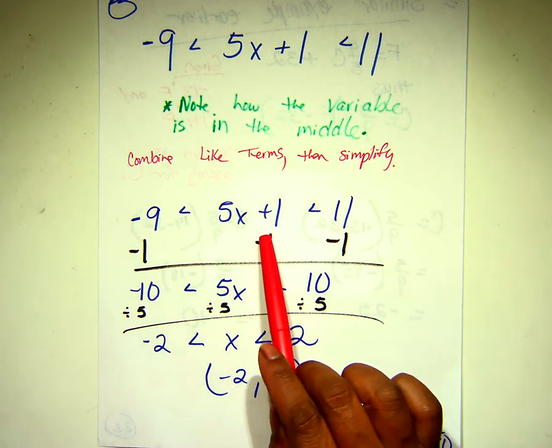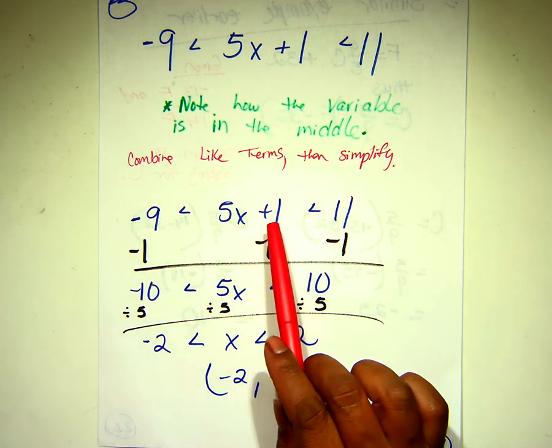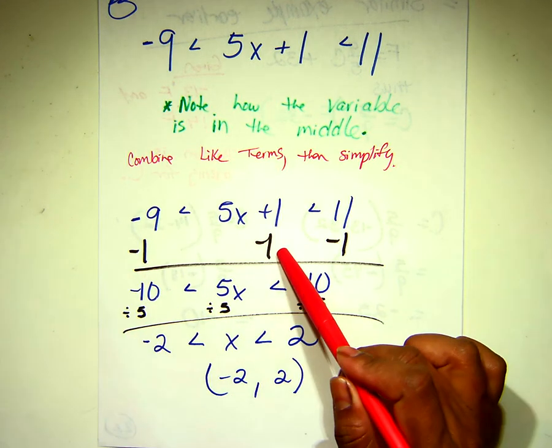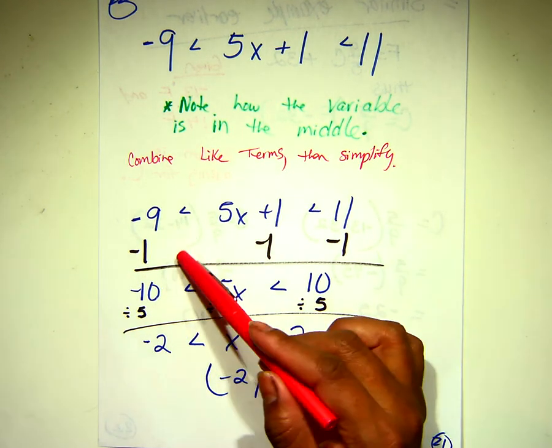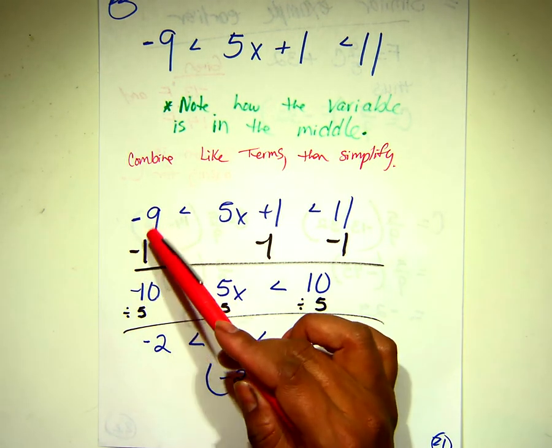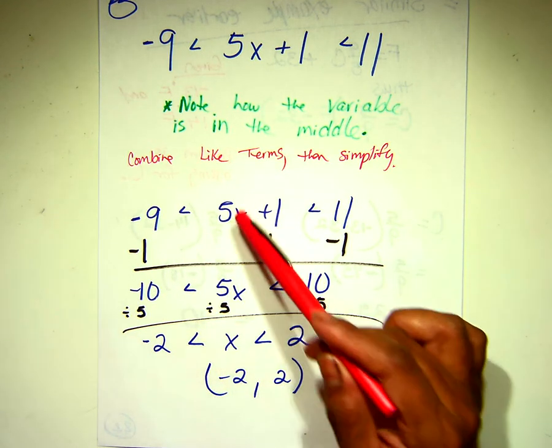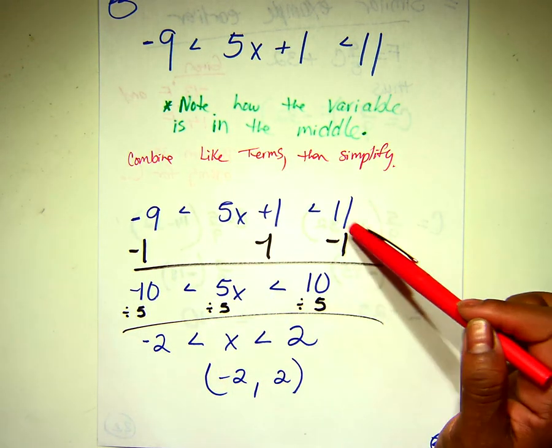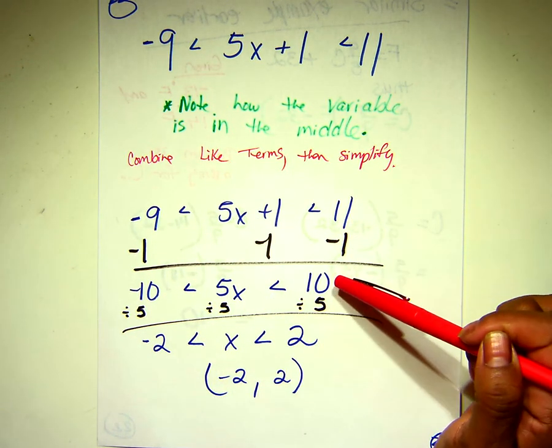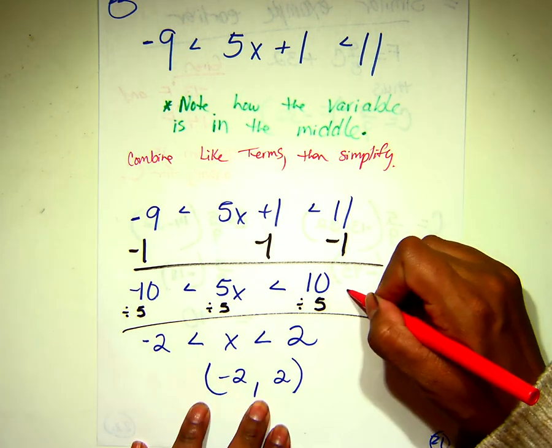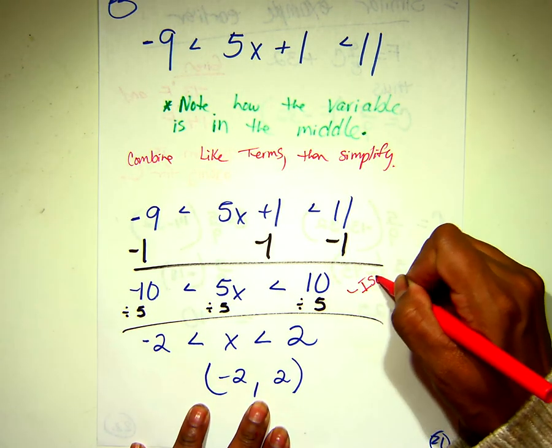So I'm adding 1 in the middle. The opposite of addition is subtract. So subtract it from the negative 9, subtract it from that 1, subtract it from the 11. These are like terms, so you're going to combine them, but it's still going to be a negative 10. Bring down your less than sign. Bring down your 5x, and 11 minus 1 gives you 10. So far we're on the right track. Next, which I didn't write down, isolate your variable.